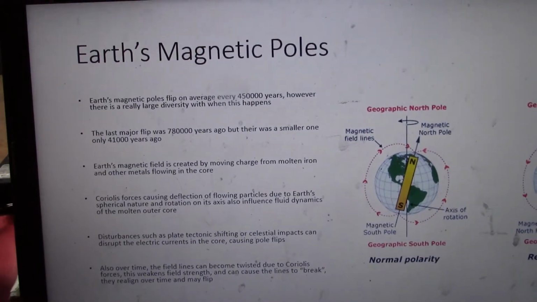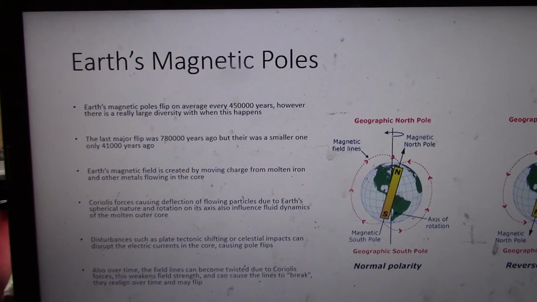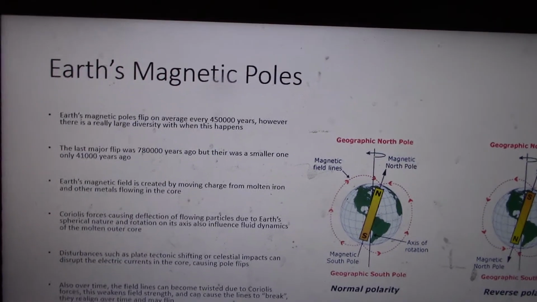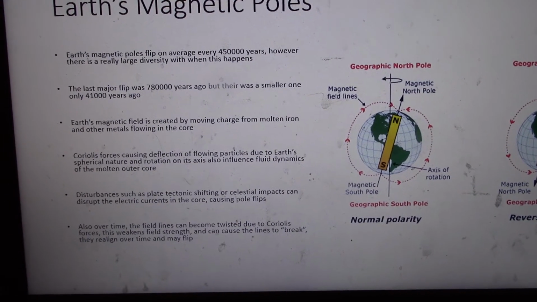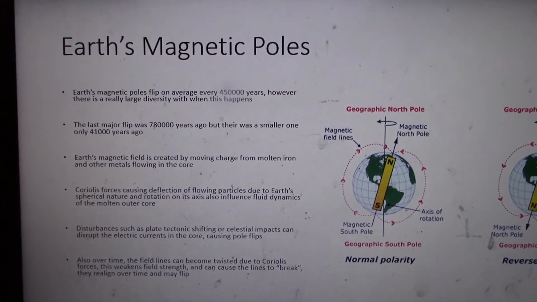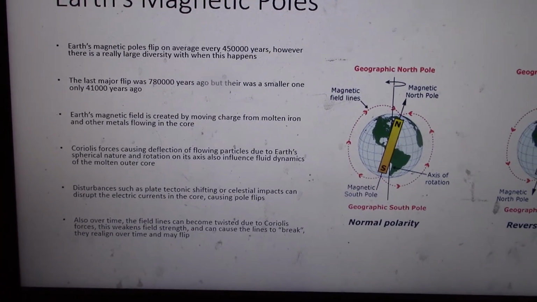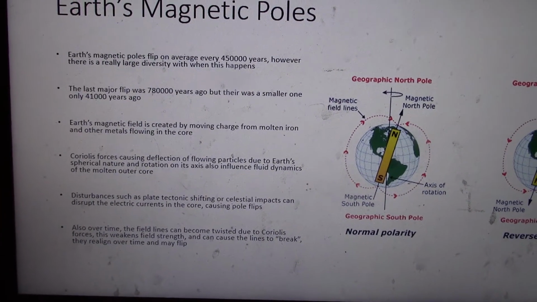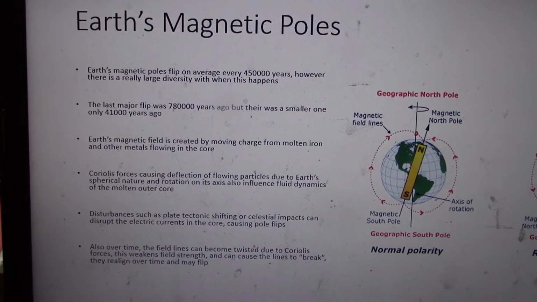So here's the deal, right? Earth's magnetic poles flip on average about every 450,000 years. So their rotation will mess those magnetic field lines up and they break. And then the poles flip after that happens. So the last major flip was about 780,000 years ago. So we are overdue for another pole flip.